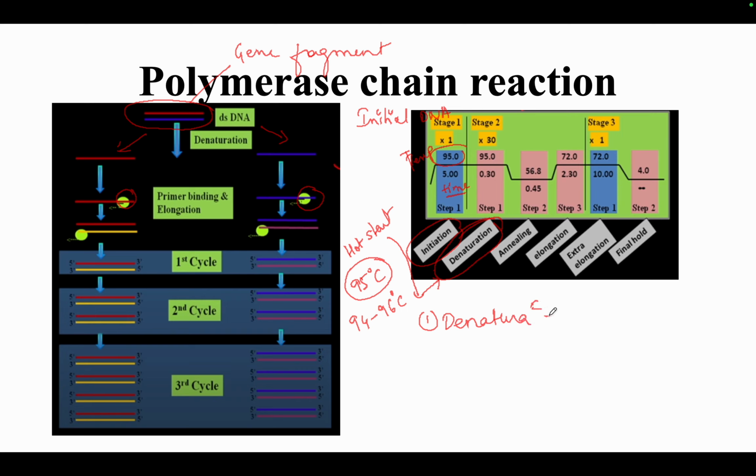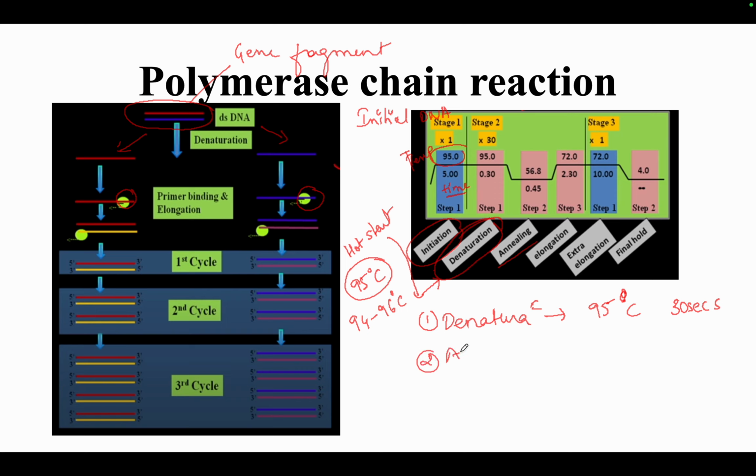Denaturation is at around 95 degrees Celsius, 94 to 96 degrees Celsius, and it will last for 30 seconds. Then we have annealing. So what is annealing? The primers will come and attach to the two single stranded DNA.